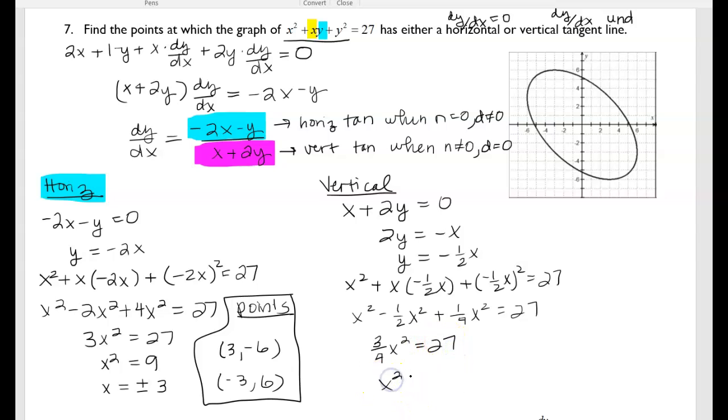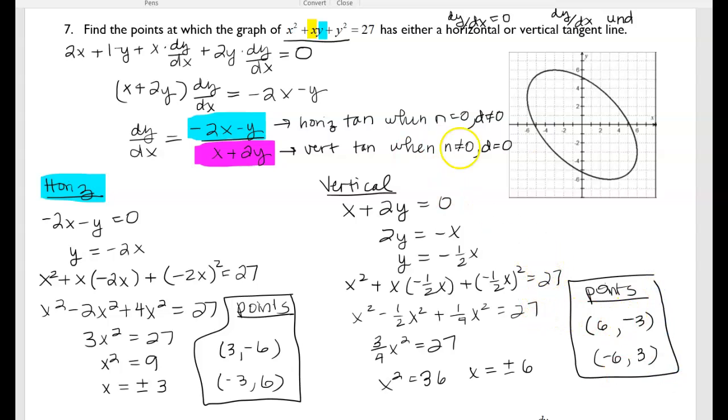And so then I multiply both sides by 4/3. I would get x squared equals 36, so my x is plus or minus 6. Notice that is not the same x coordinates over here, so I don't have to worry about them overlapping. So my points for my vertical tangent are going to be positive 6 something, negative 6 something. You can plug it into the original equation, or you can just plug it into this y formula here because it should have that relation. So we have the points 6, negative 3, and negative 6, positive 3.